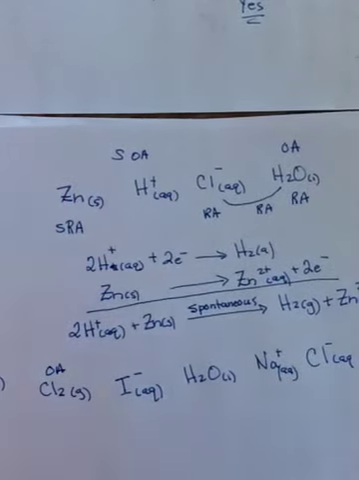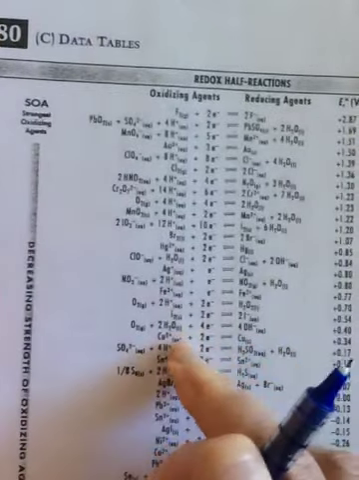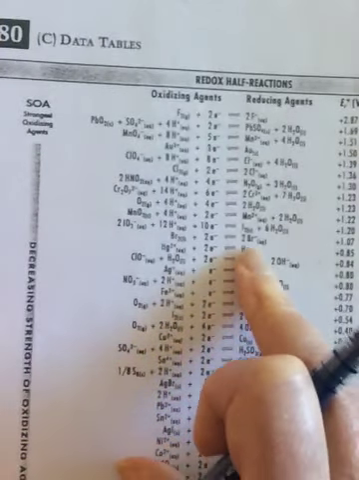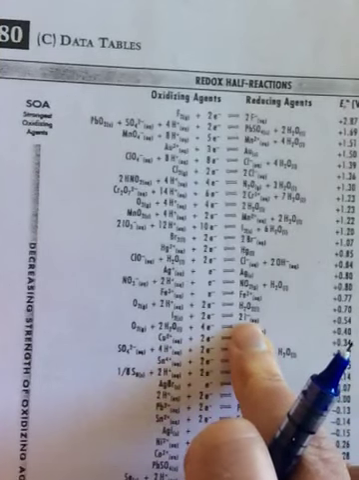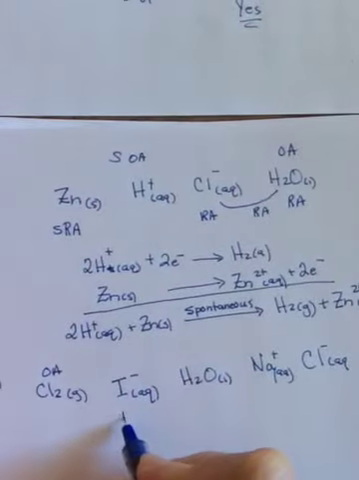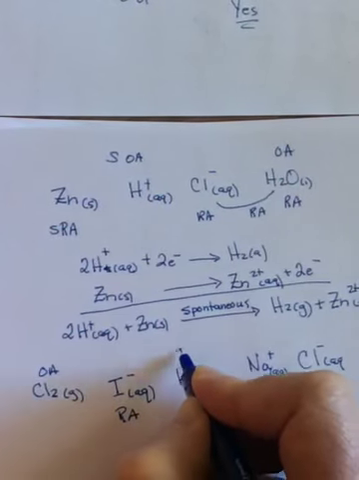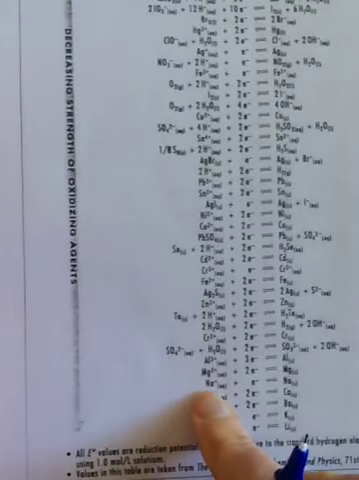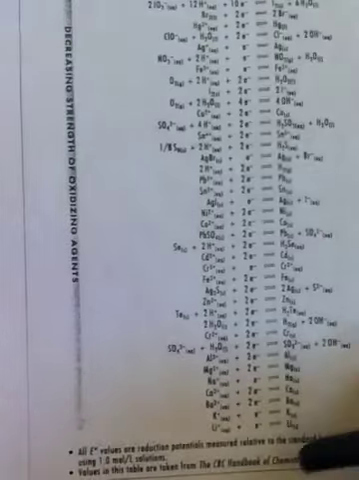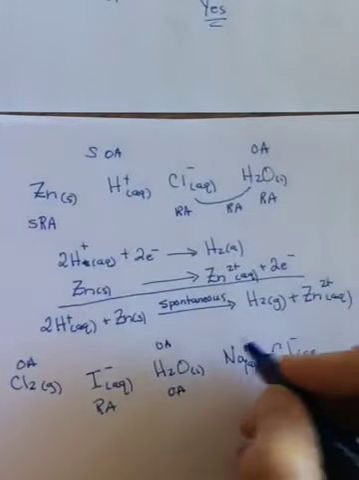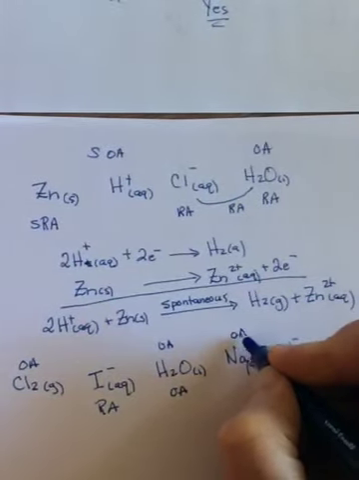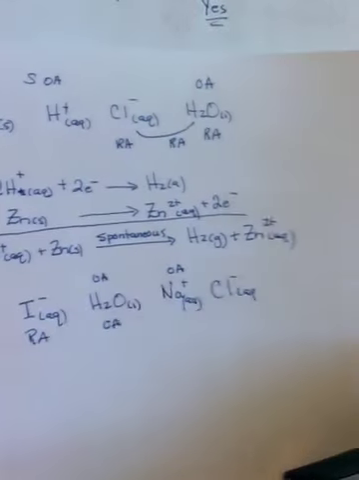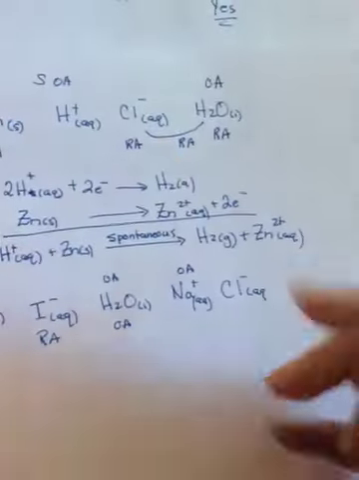I- when you look at the chart is right here. It's a reducing agent. Water, hopefully by now you remember, is both an OA and an RA. Na+ is all the way down here at the bottom on the oxidizing agent side. And when you're doing this, you should double check to make sure it isn't anywhere else. I know it isn't because I'm old. And Cl, we just did up here.